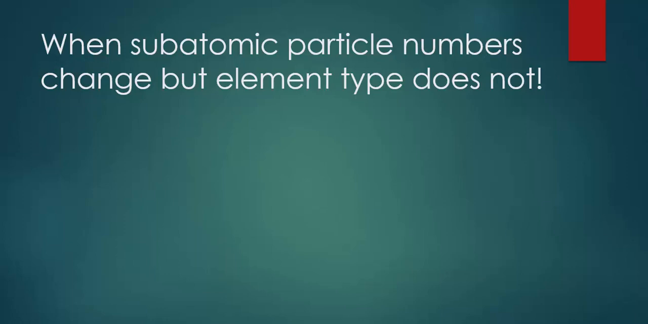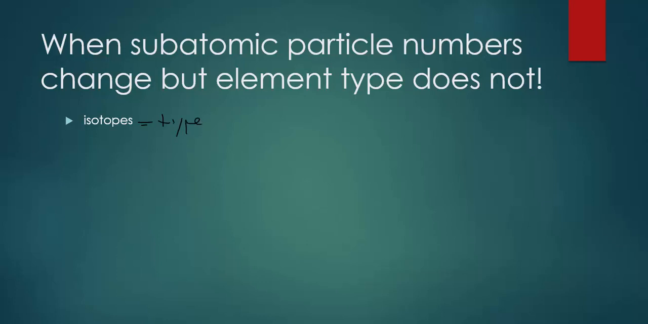So let's go on to our next slide here. When subatomic particle numbers change but the element type does not. Well, first of all, protons, neutrons, and electrons are subatomic particles, and protons cannot change. So we're talking about when neutrons and electrons change. Isotopes are when neutrons change, or when the electron number changes.